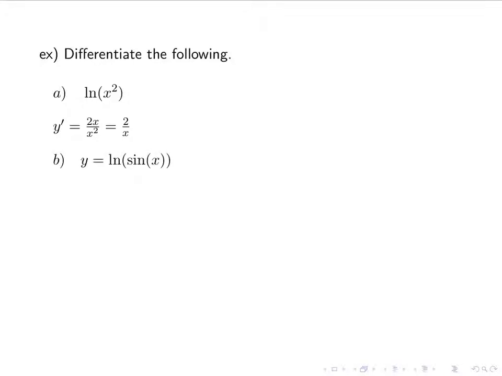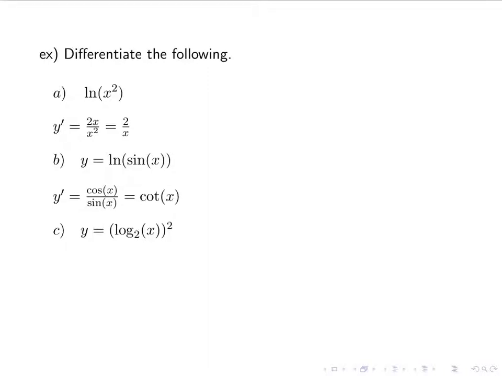As the next one, ln of sine of x. So again, it's ln, so the derivative is u prime over u. U prime is cosine, so I have cosine divided by sine. This I could further simplify into cotangent of x.